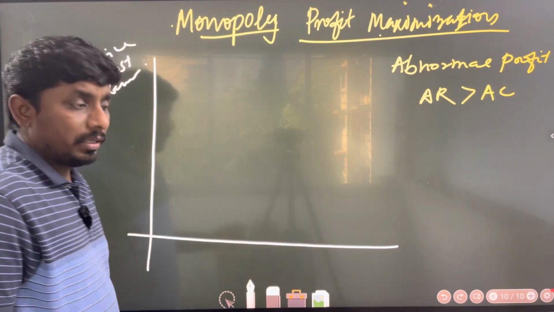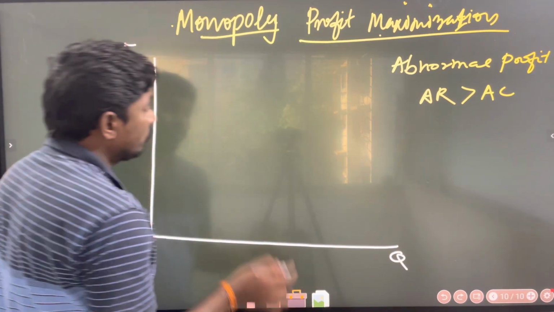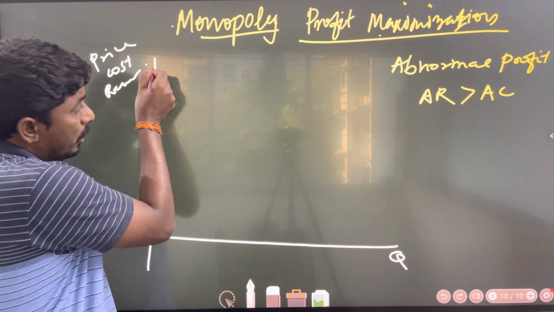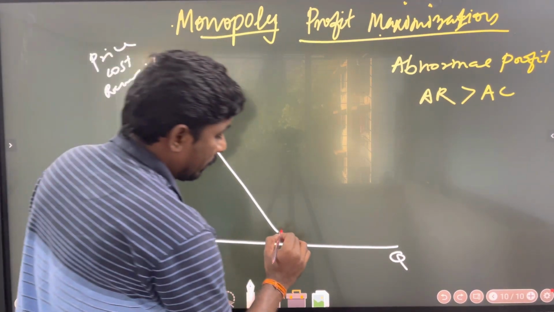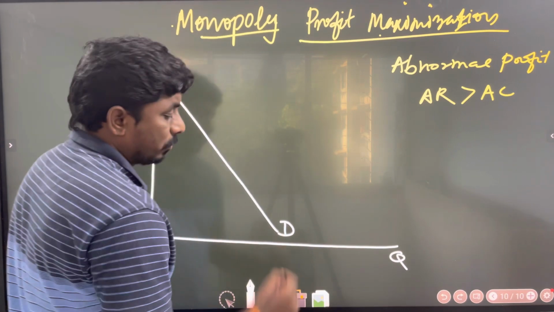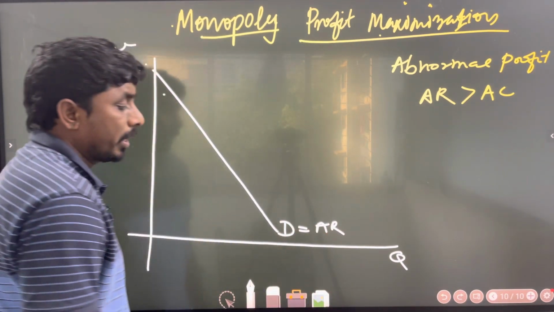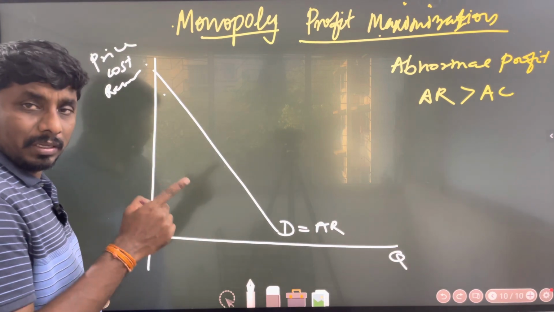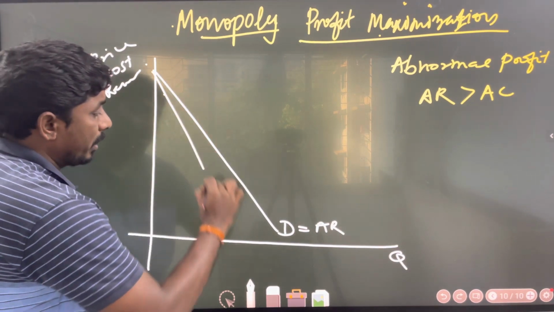In the monopoly, there are no close substitutes, so the demand curve is downward sloping. This is the demand curve. The demand curve is also equivalent to the AR curve. And remember, the MR curve will be below the demand curve.